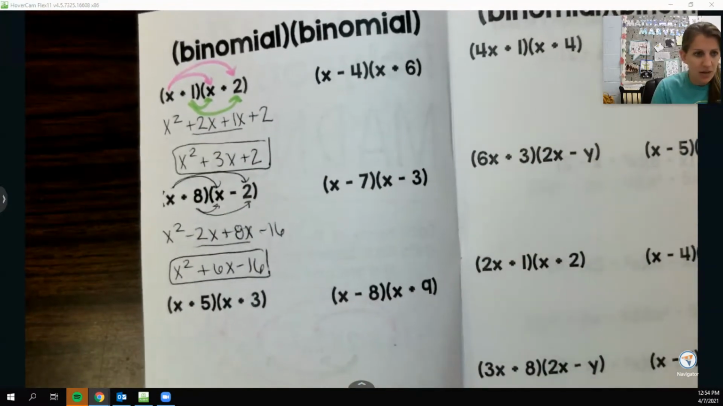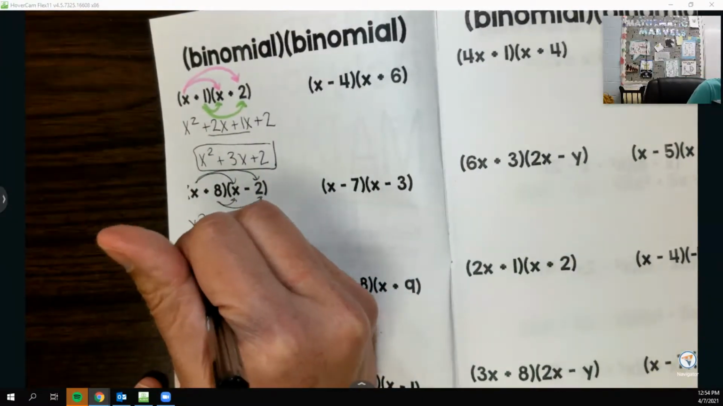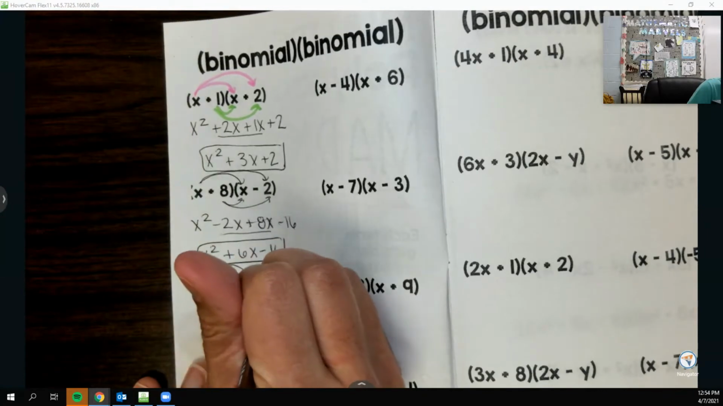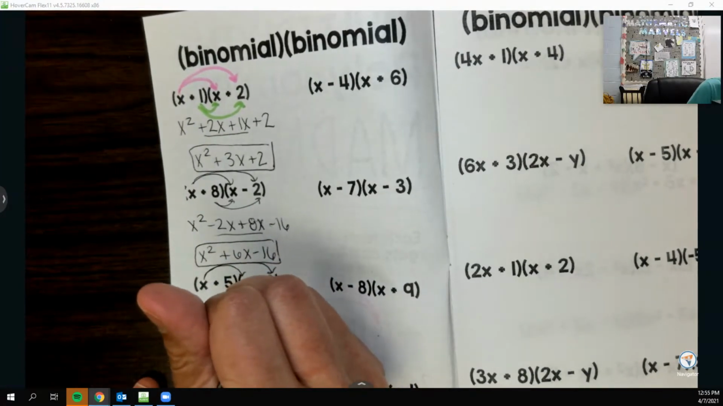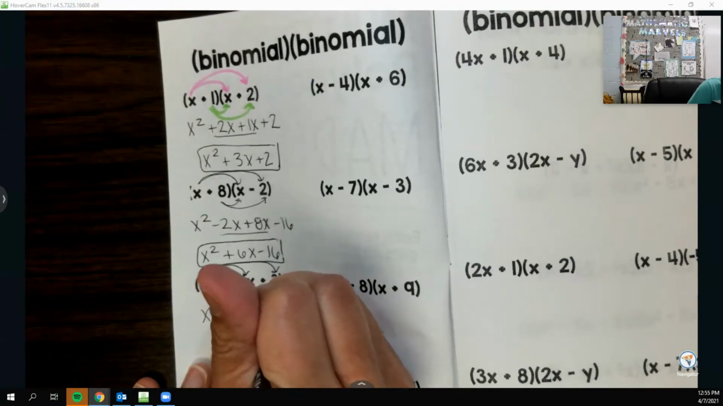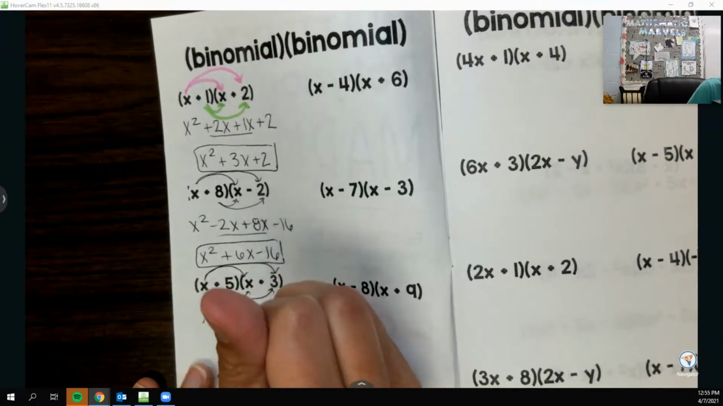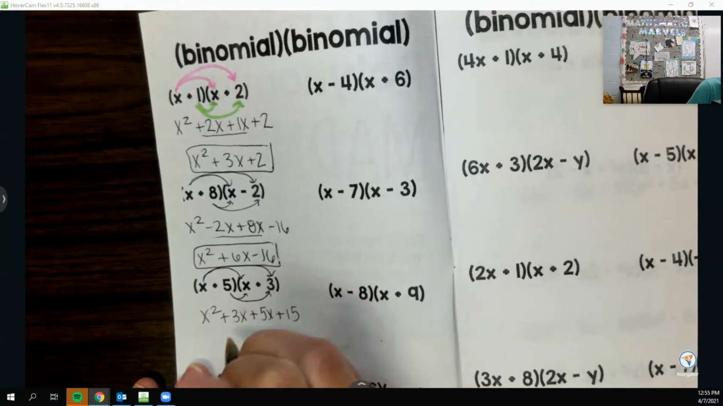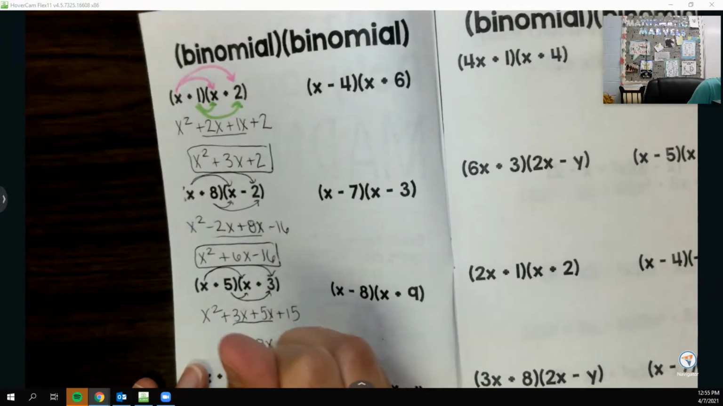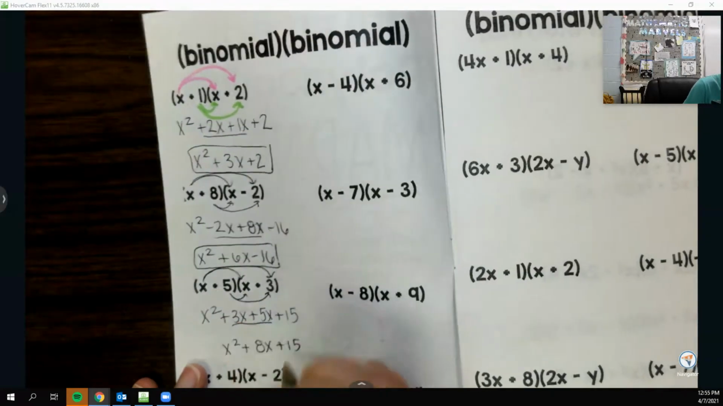Then moving down, we're going to do x times x for x squared, x times 3 for 3x, 5 times x for 5x, and 5 times 3 for 15. Combine like terms, so we got x squared plus 8x plus 15.